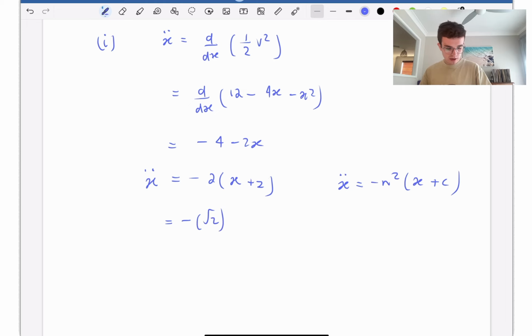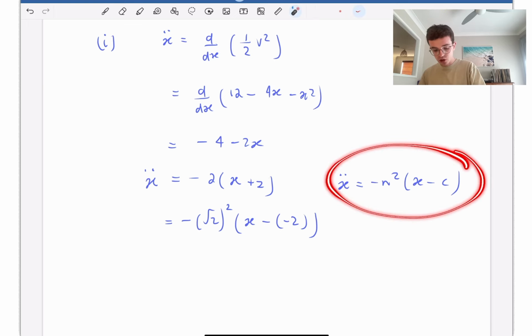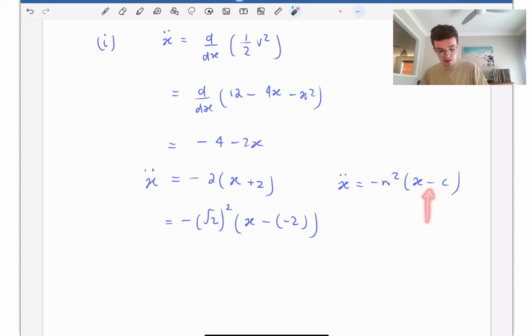minus root 2 squared. And I guess technically the definition of simple harmonic motion is x minus c, because we want to know the center of motion, and the center of motion in this instance is not 2 because it moves it off by minus 2. So the center of motion is c, but we don't have c in this case here. We've got minus c, so we might want to express it as x minus 2. That's because the definition of simple harmonic motion, there has to be a minus here, so the center is minus 2, not 2. Okay, so there we go, that's our expression for acceleration.